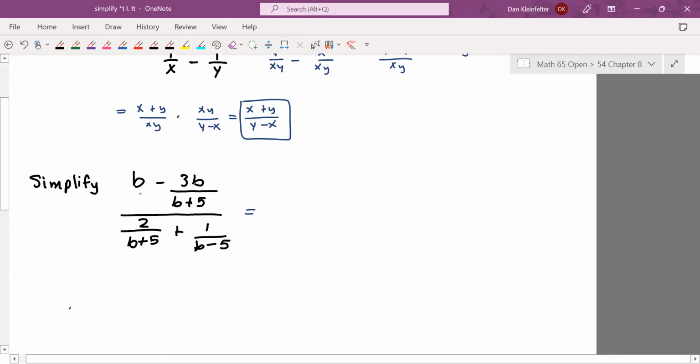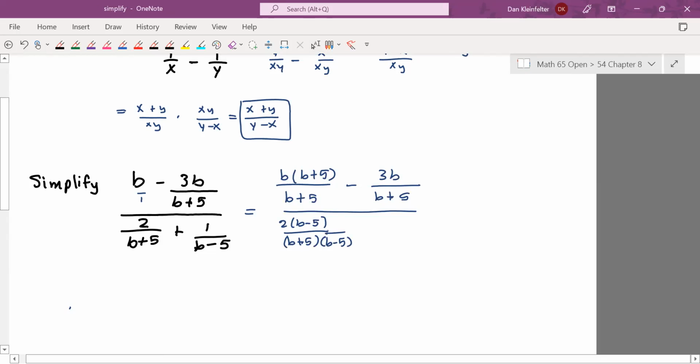So up top here, we have b, which is the same as b over 1. I'll multiply the top and bottom by b plus 5. Okay, and then the second fraction will be left alone. Okay, down below, the first fraction we'll need to multiply by a b minus 5 in the denominator. And then the second one we'll need to multiply the top and bottom by a b plus 5.